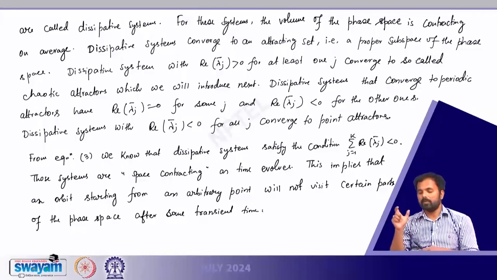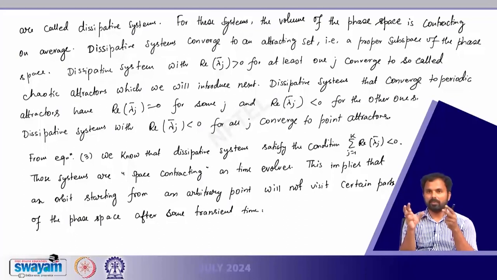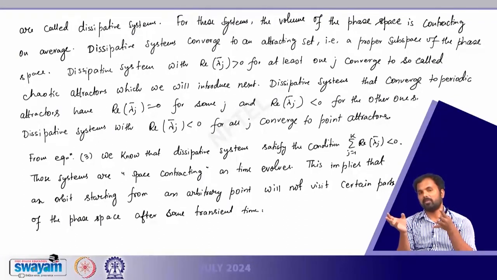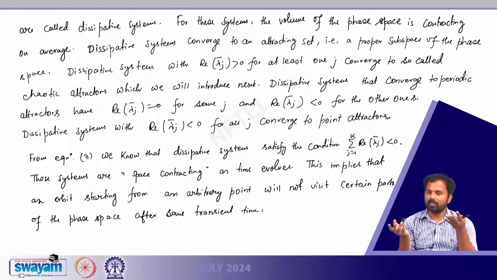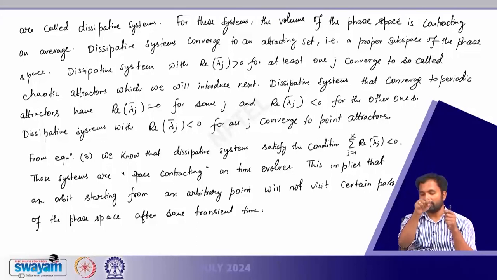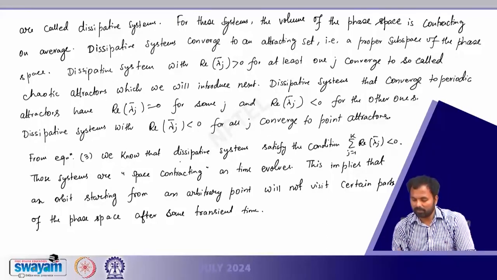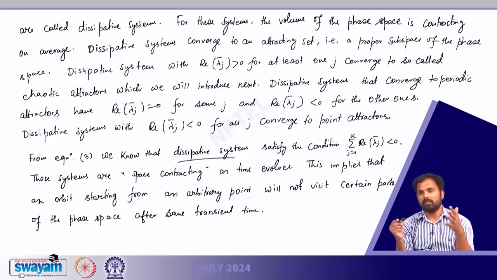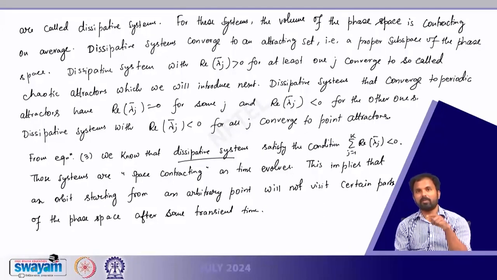Obviously, since you have a dissipative system such that this condition holds true, you have space contracting, that means your original neighborhood, whatever you have started with, contracts, since you have these Lyapunov exponents based on which you can determine your neighborhood around x0. It gives you an idea that if you have an orbit which starts from an arbitrary point, in the phase space it will not come back to the same point, right? So this tells us that we have a dissipative system with a contracting neighborhood, and if you start with any orbit in that neighborhood, it will not visit certain parts of the phase space.